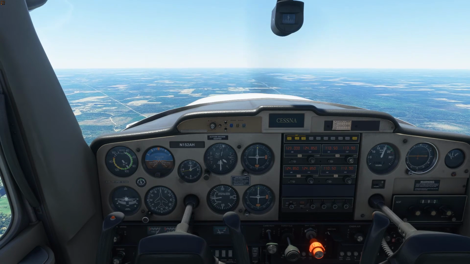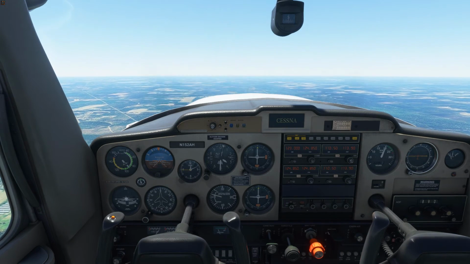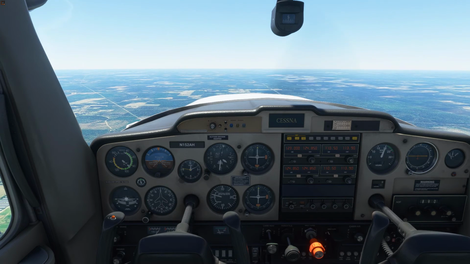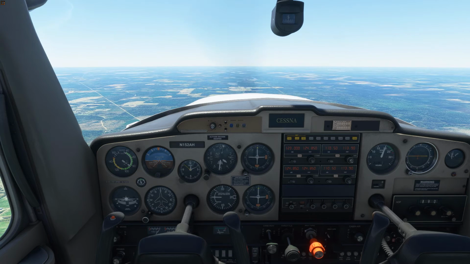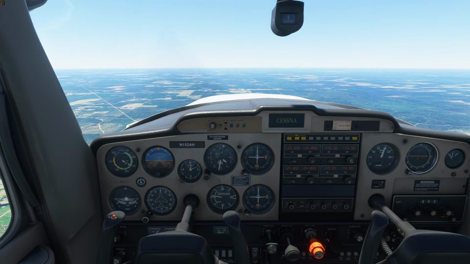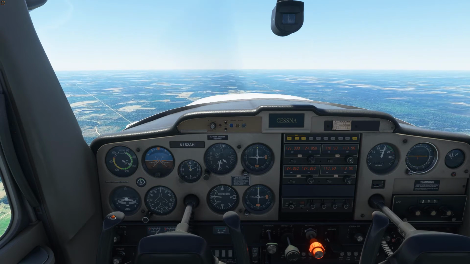And we will pitch to maintain our altitude, allow the aircraft to slow, looking for 85 knots to put the first notch of flaps out there. There's 85, so here comes our first notch. Airplane's going to want to balloon a little bit as we bring flaps out, so we'll control that with pitch.